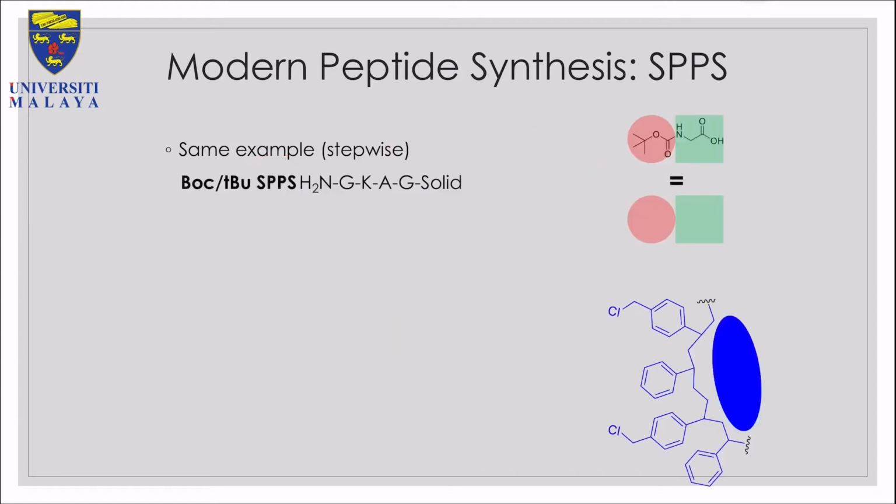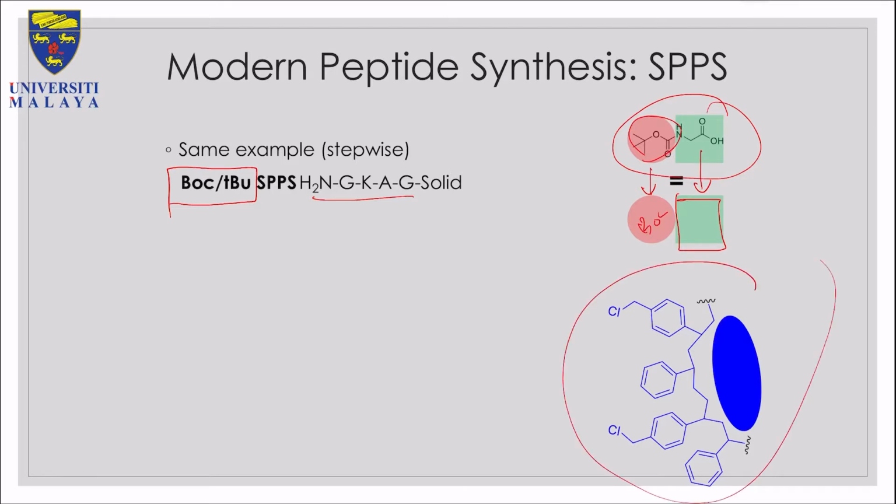So how do you actually synthesize it stepwise? I will show you here one example of an orthogonal chemistry called BOC, tBu SPPS. The peptide that we synthesize will be the same: glycine, lysine, alanine, and glycine again. Something you need to remember is that the square represents the amino acid itself, and the circle represents the BOC protecting group. So we start off with a Merrifield resin.